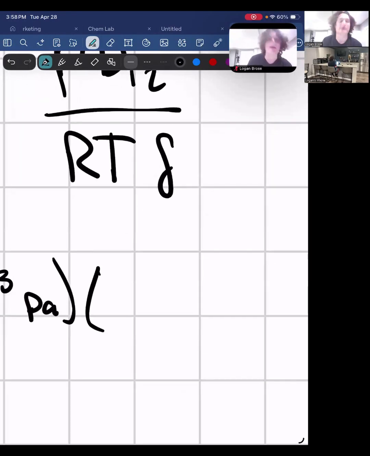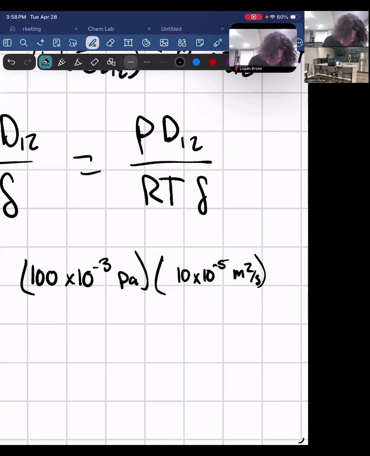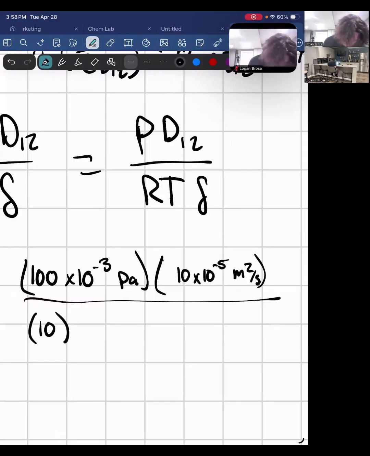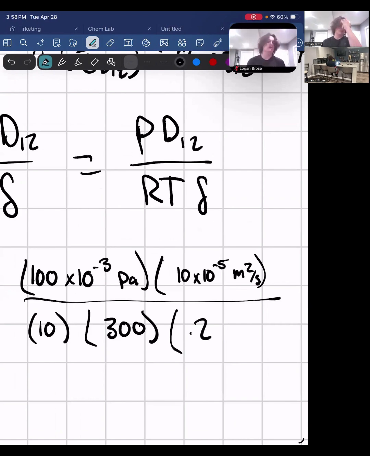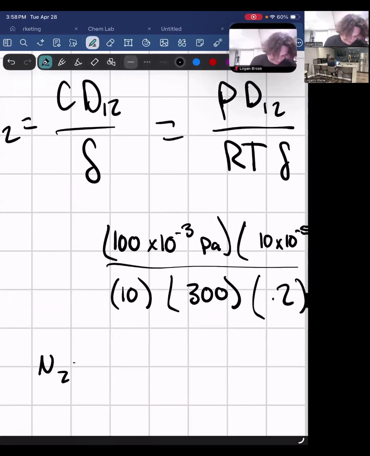So we'll get about 10 times 10 to the -5 meters squared per second, right? Then we have our 8.314 for our R, that's about 10. Our temperature, which is 328, is about 300. And then our delta, which is about 0.2, right? And so when we solve that out, we get N2 to equal 1 over about 600.